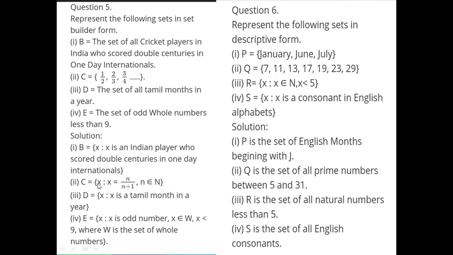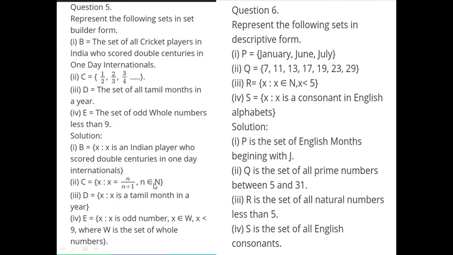So C equal to set of x such that x is equal to, I can say n, where n is a natural number, and look at the denominators. It is n plus 1. The natural number should start from 1, but here in the denominator it is from 2, 3, 4, etc. So I can write x is equal to n by n plus 1.